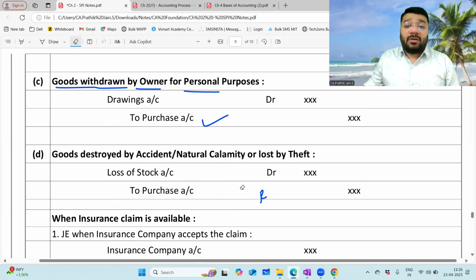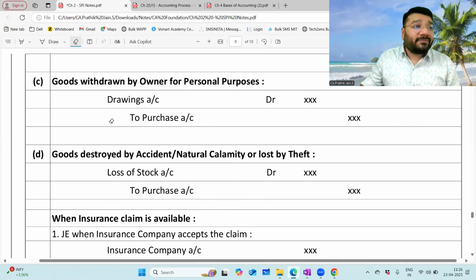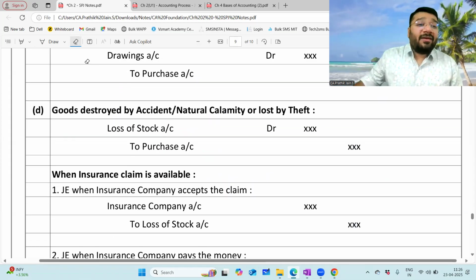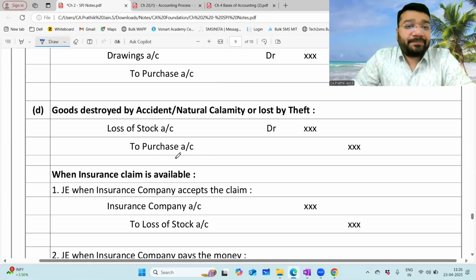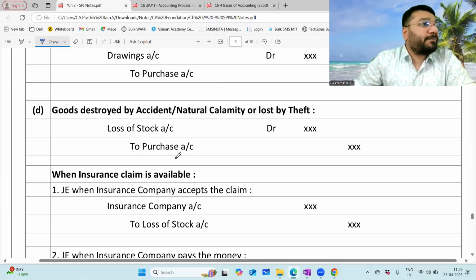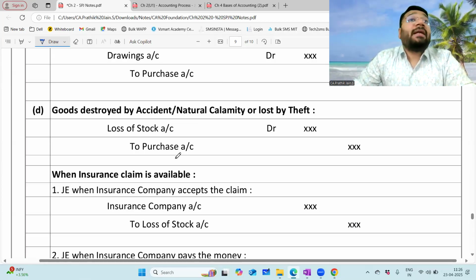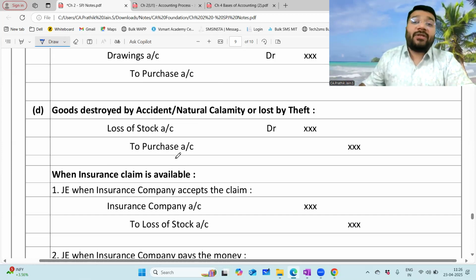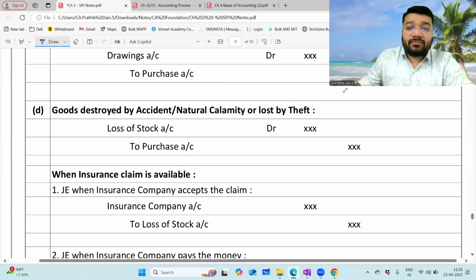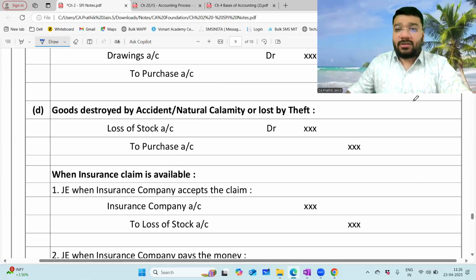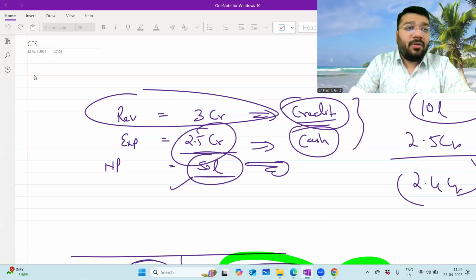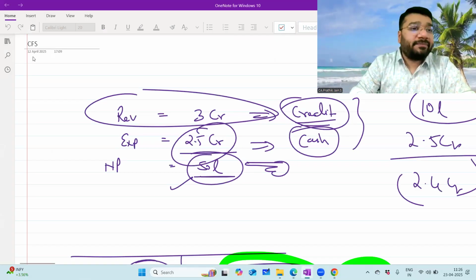Now your life is going to get screwed up. Goods destroyed by fire or goods stolen can be protected against insurance. My first question before that: what is the meaning of insurance according to you? What is the meaning and purpose of insurance? What is the purpose of insurance? Why are insurance companies existing?